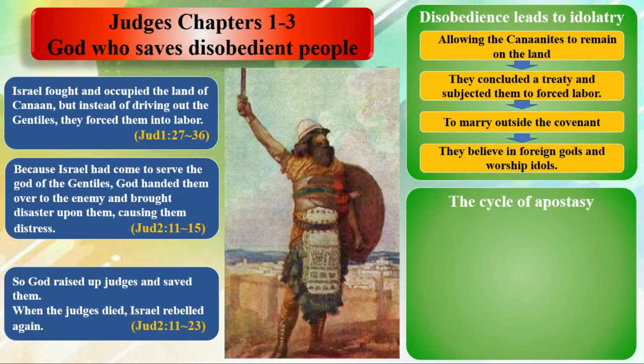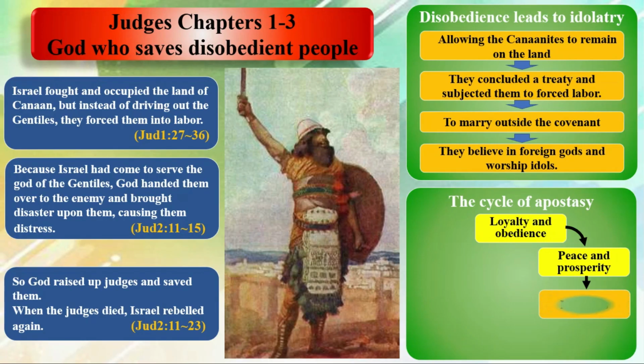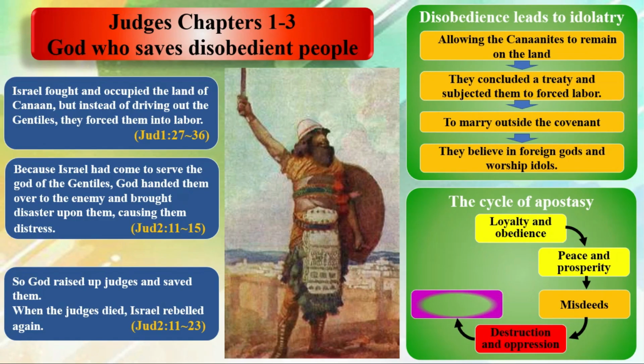The cycle of apostasy. Loyalty and obedience. Peace and prosperity. Misdeeds. Destruction and oppression. Repentance. Rescue. This cycle of apostasy is also mentioned in the Book of Mormon.